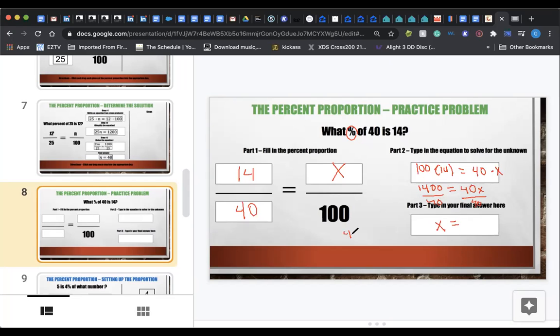Let me see, 4 into 140, 1400. Good work. X is equal to 35. Okay. Very good, y'all.